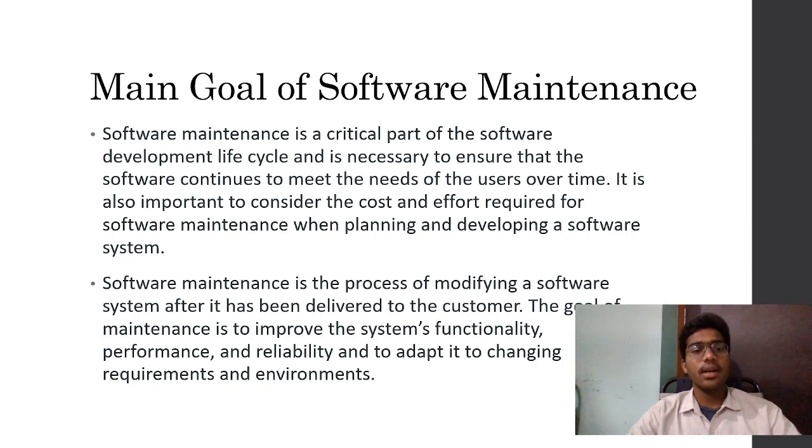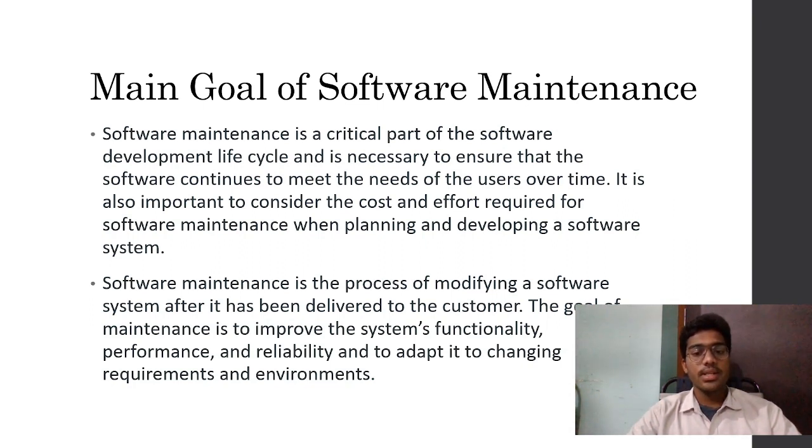The main goal of software maintenance: it is a critical part of the software development life cycle and is necessary to ensure that software continues to meet the needs of the user over time. It is also important to consider the cost and effort required for software maintenance when planning and developing a software system. It has to be well maintained for the customers who are using this software, so that it provides the basic needs to the customer itself.